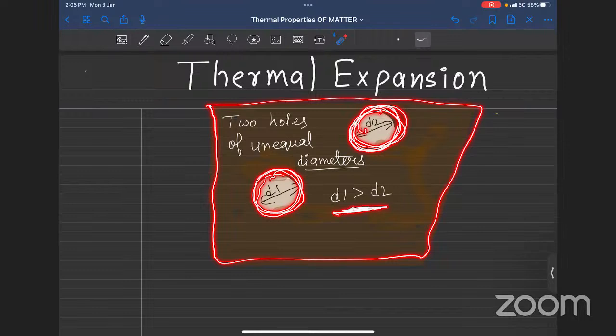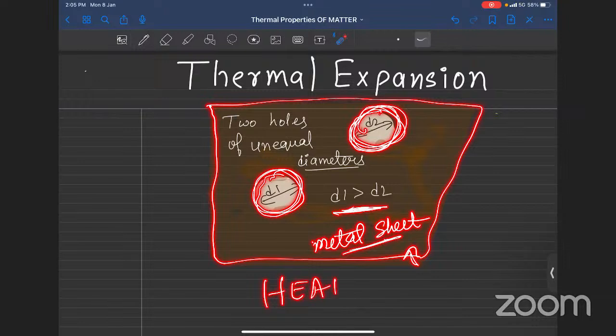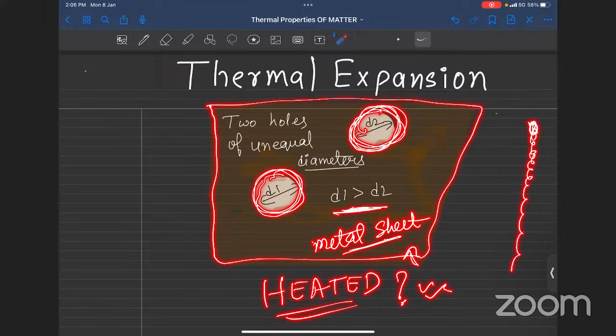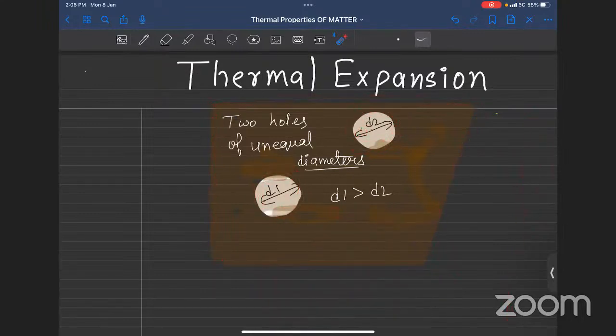Now this complete structure is basically a metal sheet. The question says, if this sheet is heated, then what's going to happen? You have 2 minutes to answer this question. What's going to happen if this sheet is heated? Any answers?